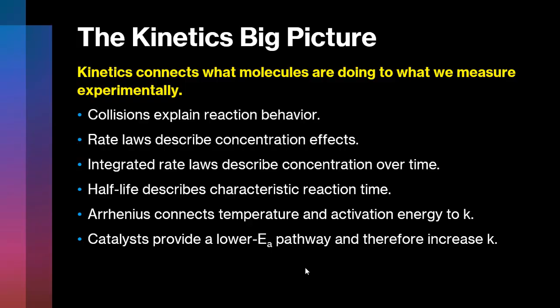So here's the entire kinetics unit in a few statements. Kinetics connects what molecules are doing to what we measure experimentally. Collision theory explains why some molecular encounters lead to reaction and others do not. Rate laws describe how concentration affects reaction rate. Integrated rate laws let us predict how concentration changes over time. Half-life gives us a characteristic timescale for reactant disappearance. And the Arrhenius equation connects temperature and activation energy to the rate constant. And catalysts provide an alternative, lower activation energy pathway, which increases K and therefore increases the reaction rate.